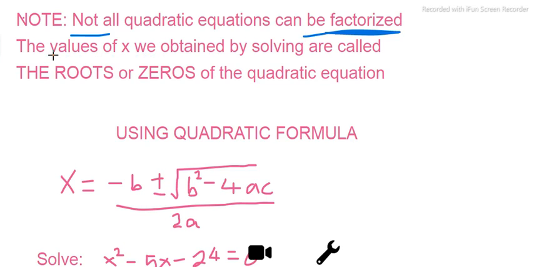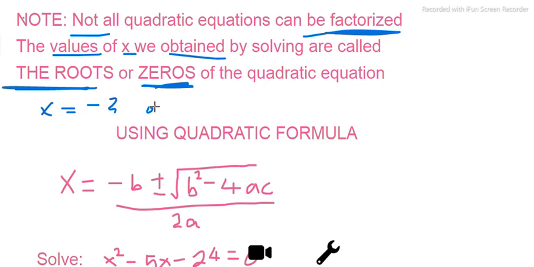The values of x that we obtain by solving a quadratic equation by any method, we call them the roots or zeros of the quadratic equation. You remember in the last video we got our x as -3 and +8. They are the solution of the quadratic equation, so we refer to them as the roots or the zeros. So if the question says you should find the roots or zeros of a quadratic equation, what it is trying to say is you should solve the quadratic equation.